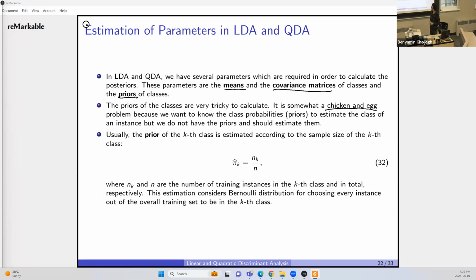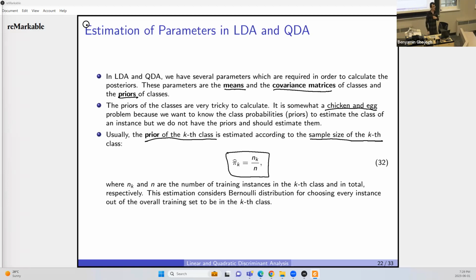But we can make this trick. We usually estimate the prior of the kth class using the sample size of the kth class. Assume we have three classes. One of the classes has 5 points, one has 4 points, and one class has 1 point. Of course, the more points the classes have, the better the estimation will be, and the fewer, the less accurate it will be. But even so, assume this is the population of classes: class one, 5 points, class two, 4 points, class three, 1 point.